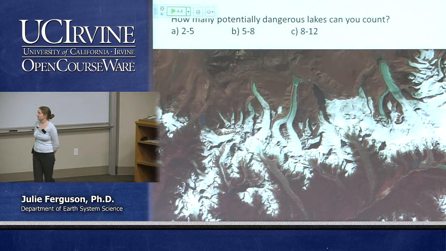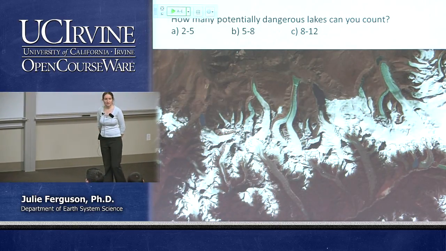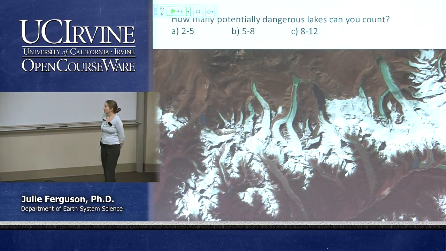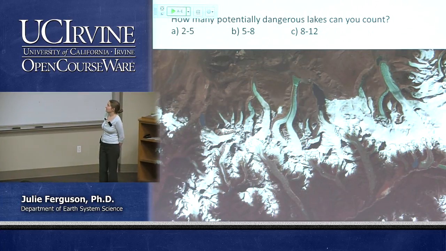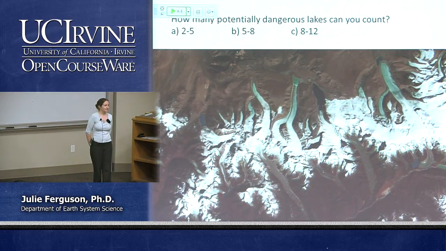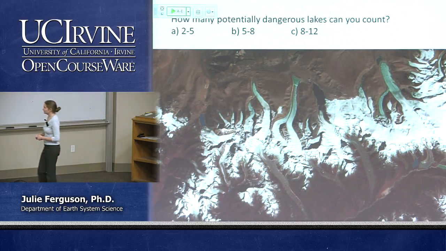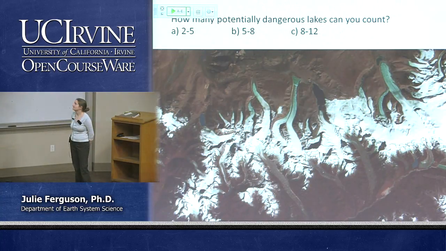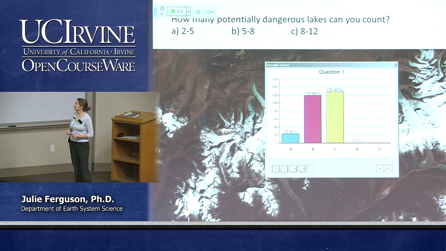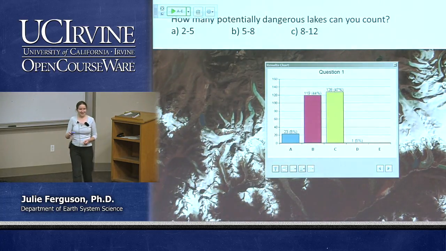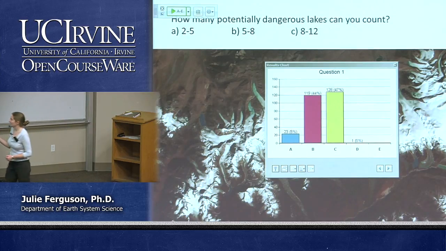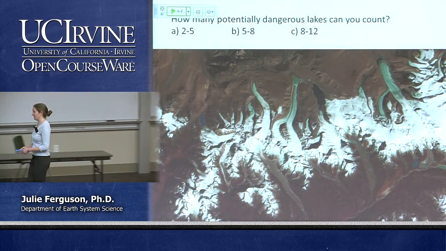So first iClicker question of the day. Here is a lovely satellite image of a mountain range. And I want you to take a look and see how many potentially dangerous proglacial lakes you can see on this image. So spend a bit of time having a look. They're not always the same color. Okay, any last answers? Right, let's see how good you are at counting. Fairly good. I think it's probably a bit difficult from the back, so I'll give you the benefit of the doubt. There's actually a lot, okay?